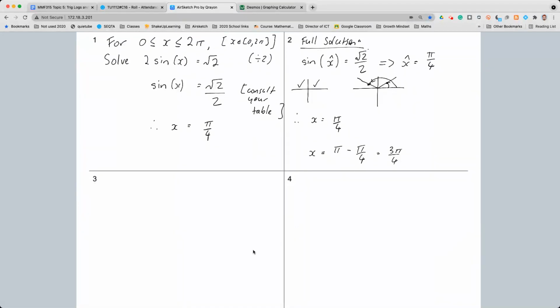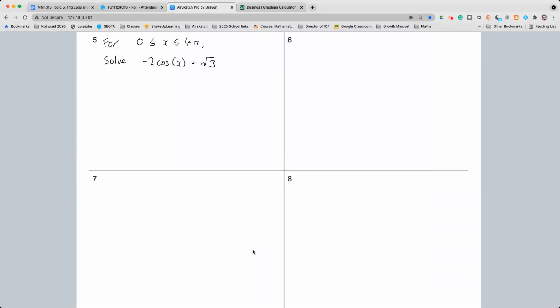Okay, cool. Let's have a look at example 2. For x between 0 and 4 pi, the domain is effectively quite long. Solve negative 2 cos x equals root 3. Now again, we are not going to touch this until we've got cos all by itself. We isolate the trig function. See if you can work a step ahead of me. If you're watching this video back, pause and have a crack at doing the next bit.